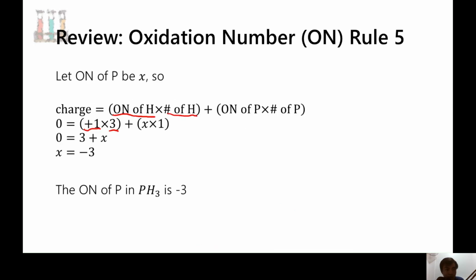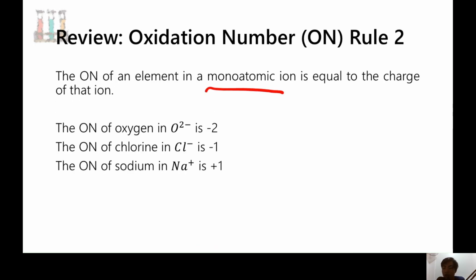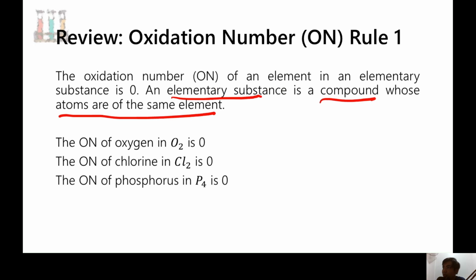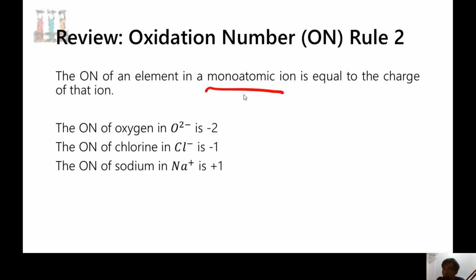So again, let's have a quick recap. Rule number 1, for elementary substances, the oxidation number of the atom is 0. So when you say elementary substance, that pertains to a compound whose atoms are the same, no? So compound siya, naiisa yung atom. If that's the case, 0 ang oxidation number. Rule number 2, for monoatomic ions, regardless whether that is cation or anion, its oxidation number is the charge itself. No? Ayan yung examples.